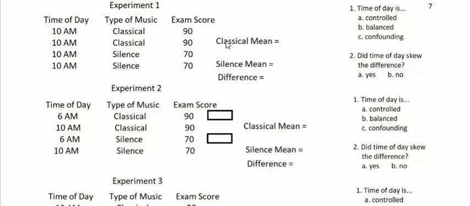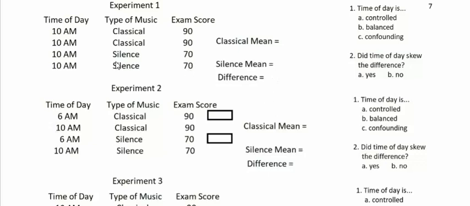So what you need to do here is calculate the mean of classical, add the two exam scores, divide by 2. Calculate the mean of silence, add the two scores and divide by 2. And then subtract the mean of classical by the mean of silence to get the difference. So if it's 90 and 70, then you would do 90 minus 70 to get the difference right here. The difference is just how far apart the means are.